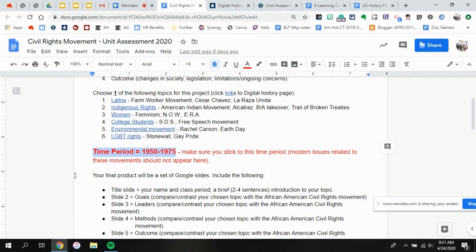So let's really focus in on the early windows for these rights movements and make some comparisons to the African American rights movement. I think that's it. You're going to email me with questions, and we're going to try to get these in by end of the week. Good luck.